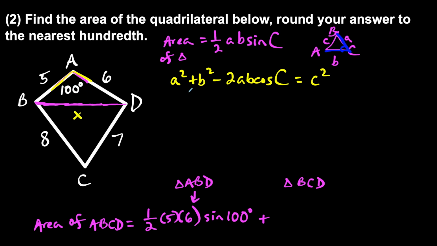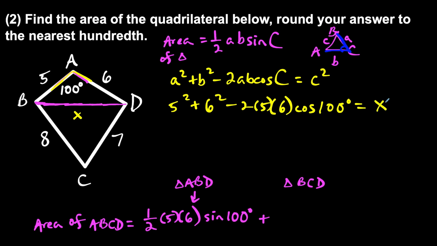But if I use this side-angle-side connection here, and let's say I just call this missing side x, we could say that x squared is equal to 5 squared plus 6 squared minus 2 times 5 times 6 times cosine of the 100 degree angle. And once again, that's equal to x squared, the side opposite of the 100 degree angle. So now if I want to solve for x, I'm just going to take the square root of both sides, and this is going to tell us what x is.